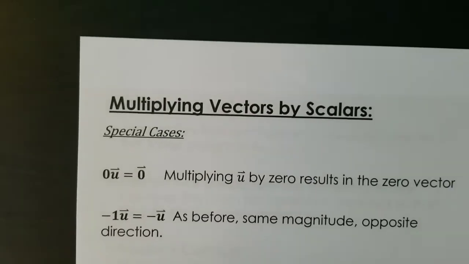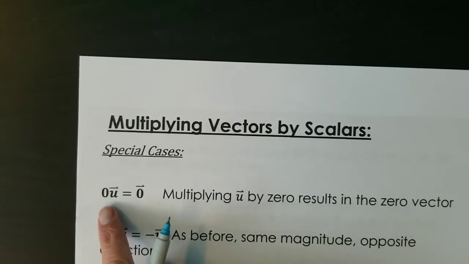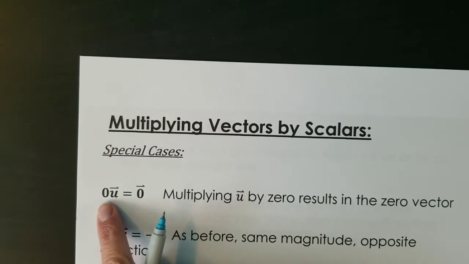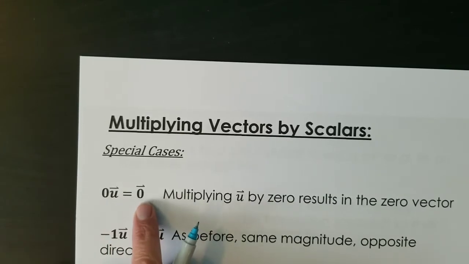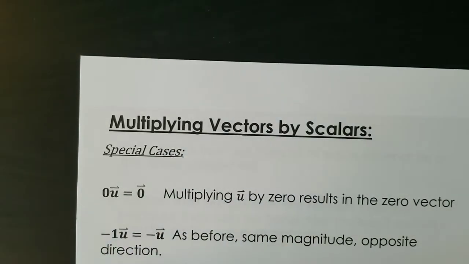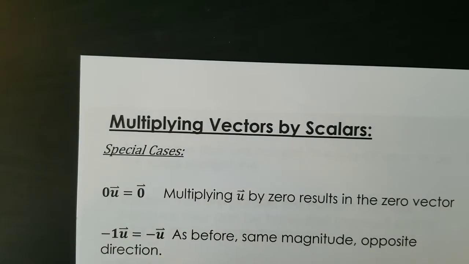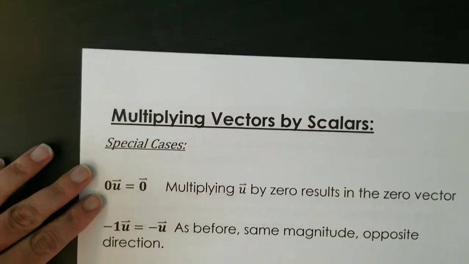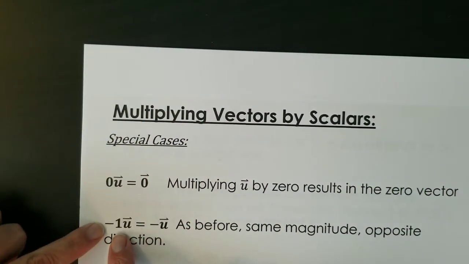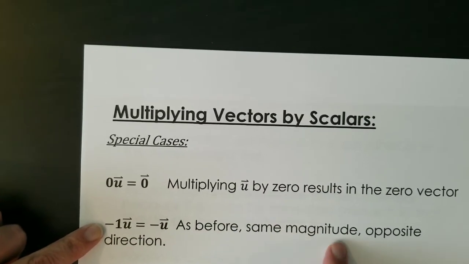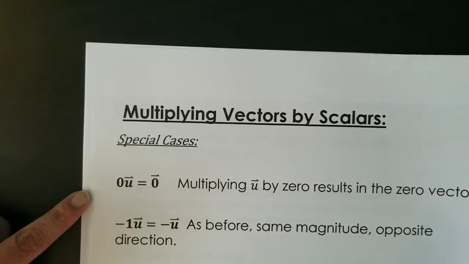I touched on this before, just a couple of special cases. If you multiply any vector by 0, so if your k value is 0, you get the 0 vector. That's also true if you multiply the 0 vector by any scalar, you get the 0 vector still. Okay. We've talked about negative vectors. That would be a k value of -1, which means that you have the same magnitude, but the opposite direction.